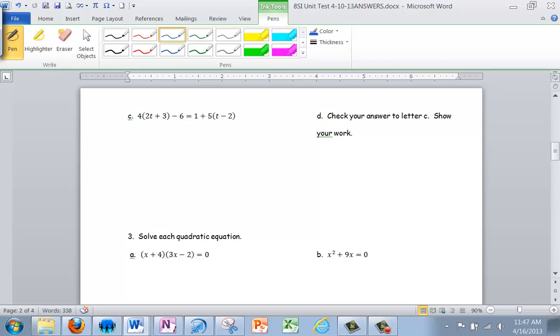Letter C, the correct answer is, I think, negative 5. Yes, t is equal to negative 5. Then for letter D, the idea is to take the negative 5 and plug it in everywhere you see a t, and then you would simplify both sides. At the very end, you should have come up with negative 34 is equal to negative 34, showing that you have the correct answer.